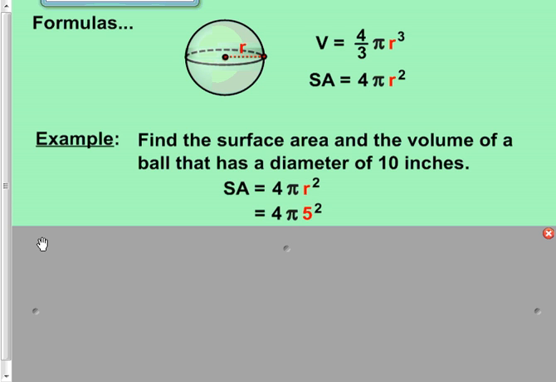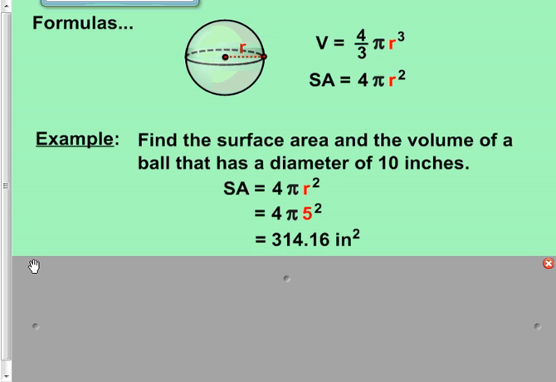At any rate, please remember to follow your order of operations. Please excuse my dear Aunt Sally. The exponent needs to be dealt with before the multiplication. So the first thing that needs to happen is 5 needs to be squared. That would be 25. You can multiply by 4. That would be 100. And 100 times pi, 3.14, would give you 314.16 inches squared. And it's okay to round off to the hundredths place once you get to the answer. Some of y'all need to quit rounding off in the middle of the problem. We only round off when we get to the answer.